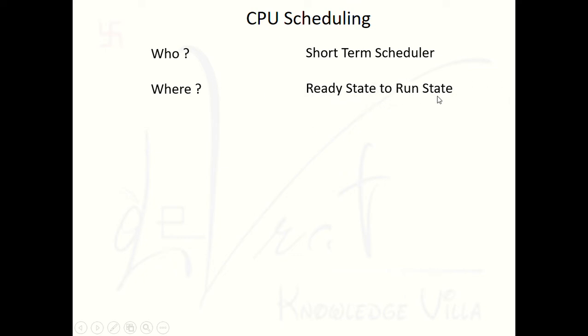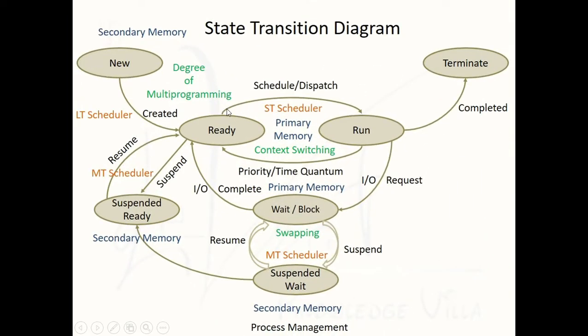Next, the third question: when does CPU scheduling occur? Whenever processes move from one state to another in the state transition diagram. At the start of the state transition diagram, processes were in secondary memory and are arriving from secondary memory to primary memory. It means processes are arriving from the new state to the ready state, and it is the work of the long term scheduler. So it is called process scheduling. Get it? Processes are scheduled from the new state to the ready state, so it is process scheduling.